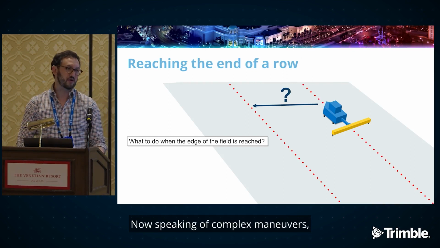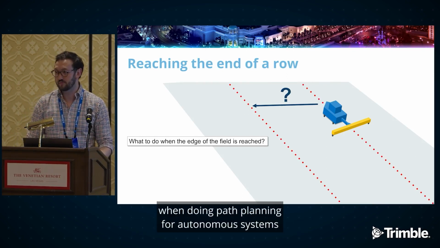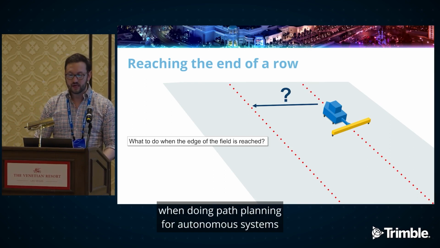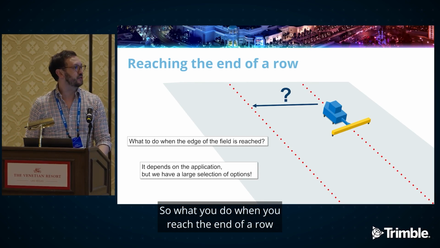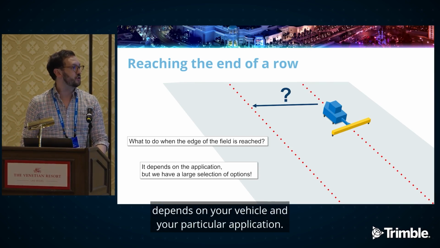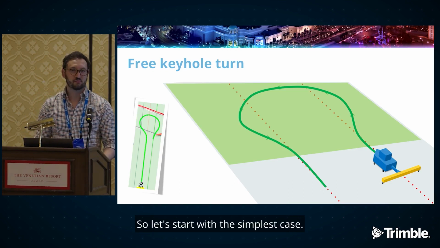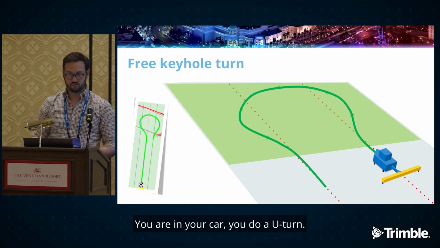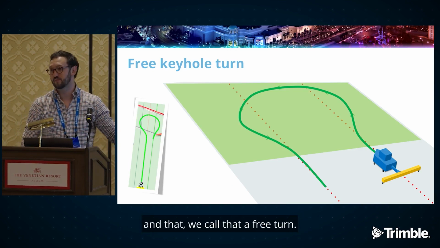Now, speaking of complex maneuvers, one of the most complex maneuvers that we encounter when doing path planning for autonomous systems is the end of a row. So what you do when you reach the end of a row depends on your vehicle and your particular application. So let's start with the simplest case. You are in your car, you do a U-turn. Autonomous systems can also do U-turns, and we call that a free turn.